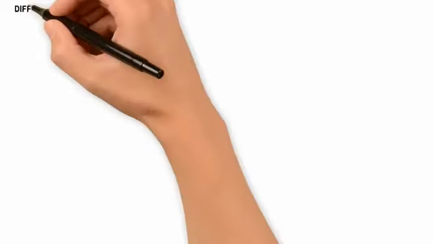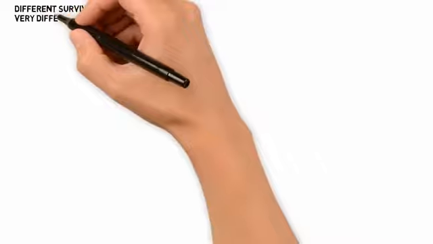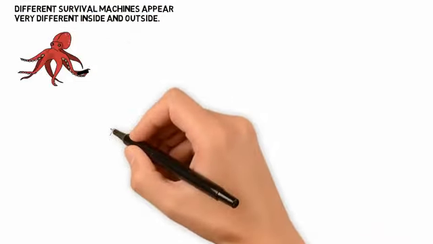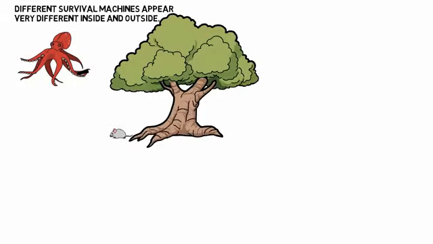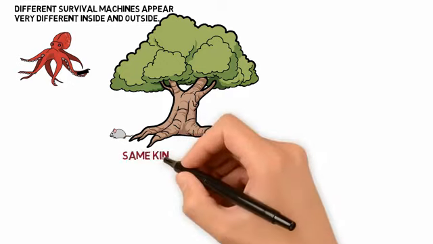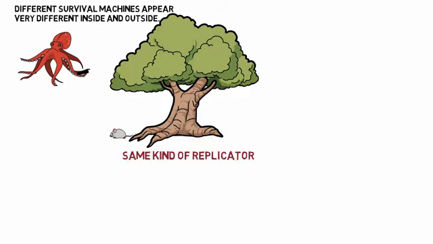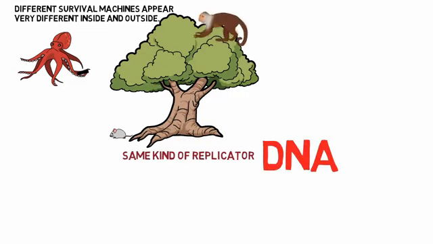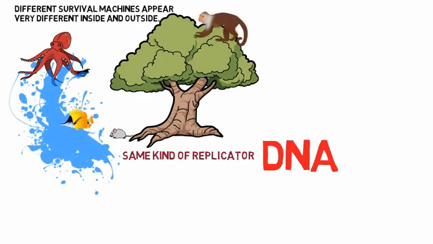Different survival machines appear very different inside and outside. For example, an octopus is nothing like a mouse and an oak tree. However, the fundamental chemistry of their genes is the same. We are all survival machines for the same kind of replicators, molecules called DNA. A monkey is a machine that preserves genes up trees, and a fish is a machine that preserves genes in the water.